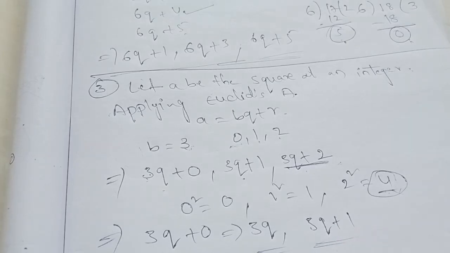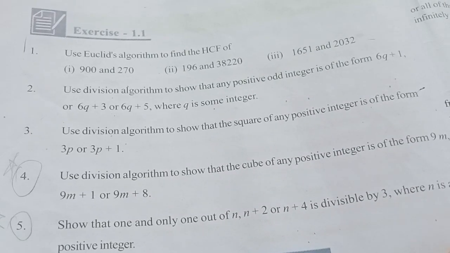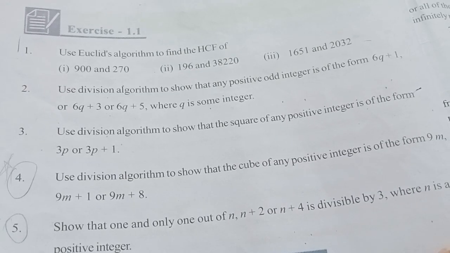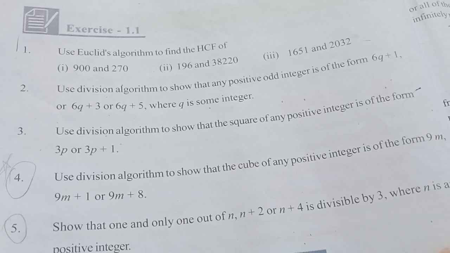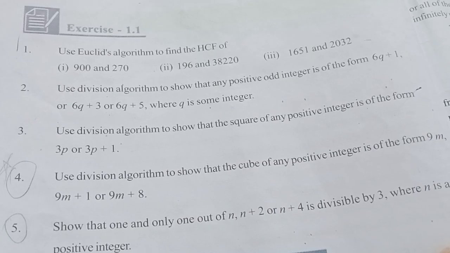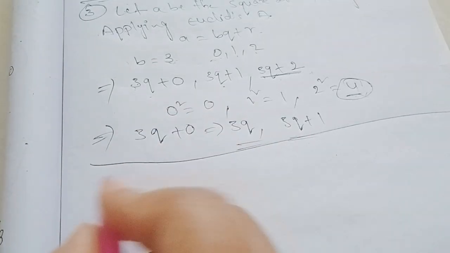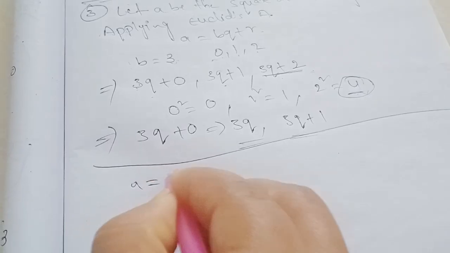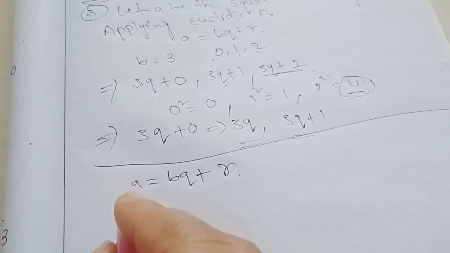Okay, next question, the fourth one. Use division algorithm to show that the cube of any positive integer is of the form 9m, 9m plus 1 or 9m plus 8. Okay, so we can write first the Euclid lemma. That is the formula a is equal to b cube plus r. What is given in the question?